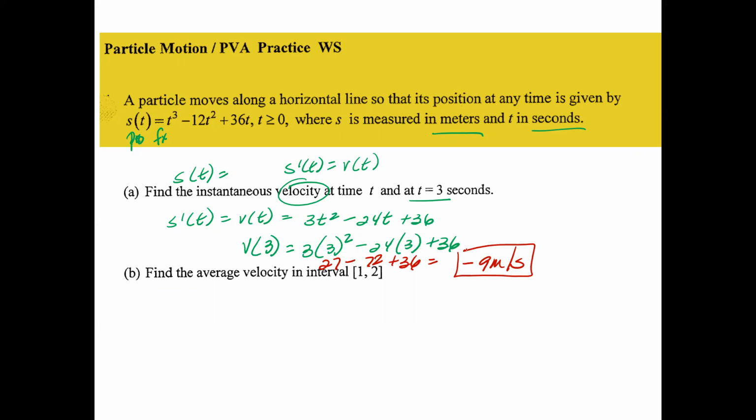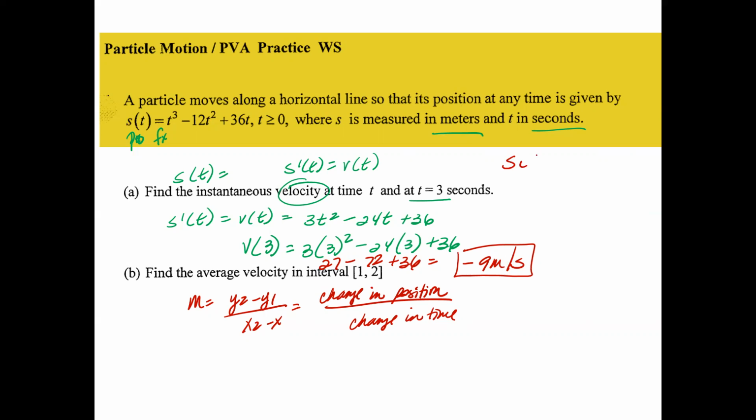For B, it asks you to find the average velocity in intervals 1 and 2. So just keep in mind that your slope is going to be y sub 2 minus y1 over x sub 2 minus x1. And that is in relations to the change in position divided by the change in time. Y is related to position, x is related to time, which makes sense because if you look at S of t, a lot of time it's like f of x, which is the same thing as saying y.